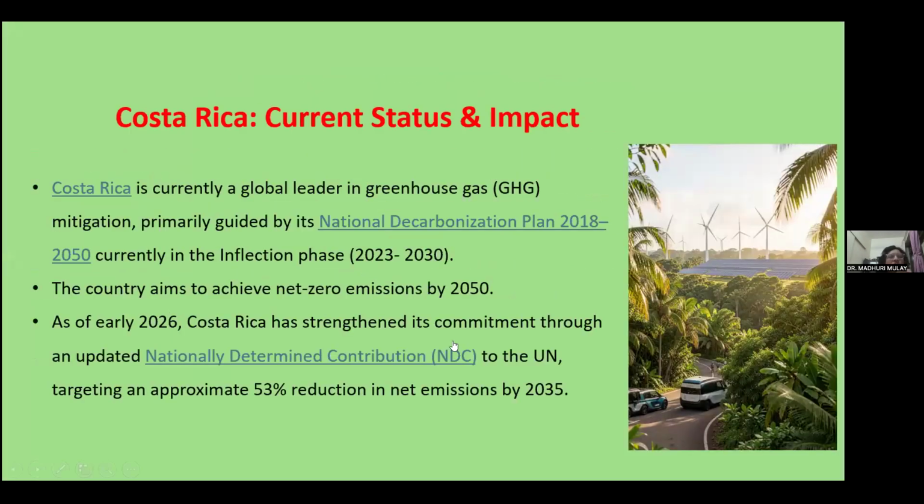So the current status of Costa Rica and its impacts are mentioned over here. Costa Rica is currently a global leader in greenhouse gas mitigation, primarily guided by the National Decarbonization Plan. Currently in the inflection phase, 2023 to 2030, the country aims to achieve net zero emissions by 2050. As of early 2026, Costa Rica has strengthened its commitment through the updated Nationally Determined Contribution, NDC, to the United Nations, targeting an approximately 53% reduction in net emissions by 2035.